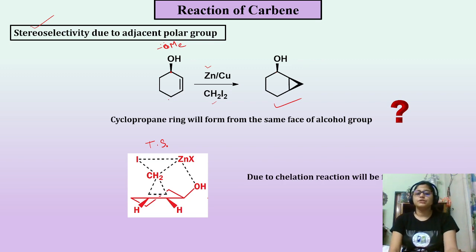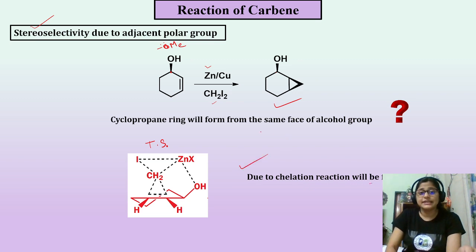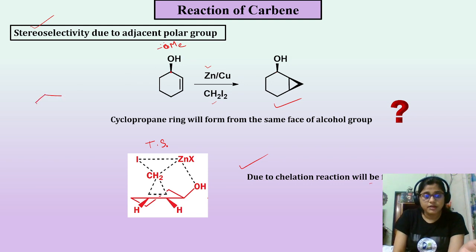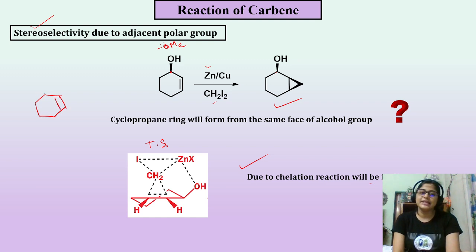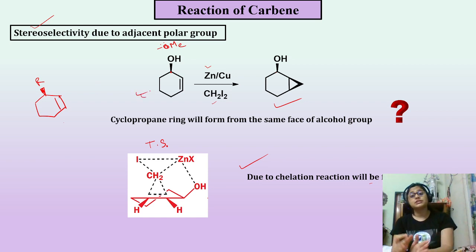And the most important thing is that due to this kind of chelation, the reaction will be faster also. Let's say this is compared with the same thing which doesn't have this polar group. Let's say any R group is present or nothing is present. In this case, the rate will be slower than this one. This has the faster rate. That is also important.